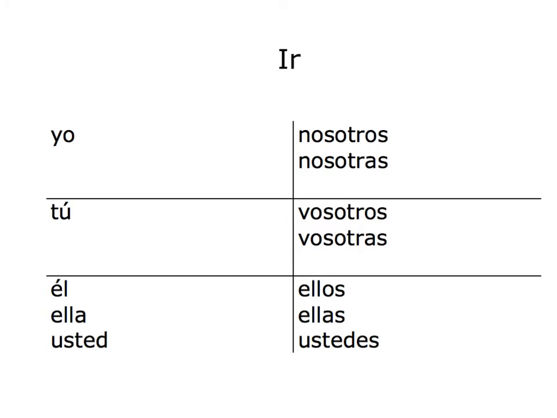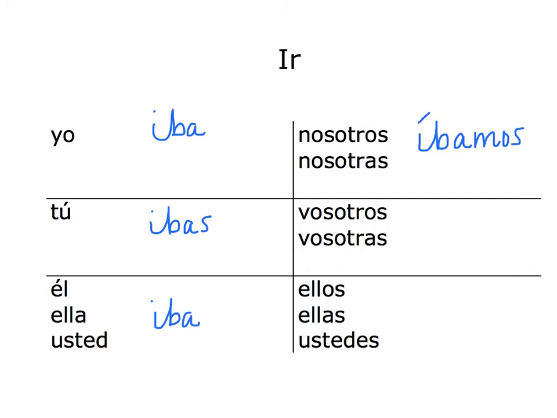The first of them is ir. Yo iba, tú ibas, él, ella, and usted iba, nosotros íbamos. Like all nosotros forms for the imperfect, there's an accent. Ibais and iban.